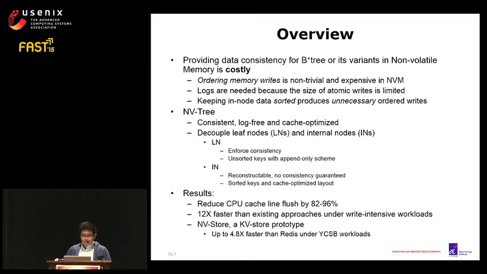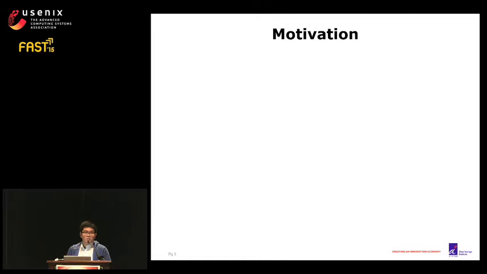Our experiment results show that NVTree can reduce CPU cacheline flushes by 82 to 96% compared to the competitors under insertion workloads, and can be 12 times faster than existing approaches under write-intensive workloads. We also built a KV store prototype called NVStore, which can be up to 4.8 times faster than Redis under YCSB workloads. So let's first look into the details of our motivation.